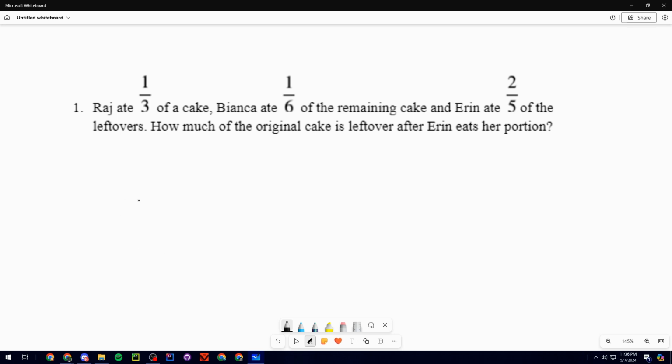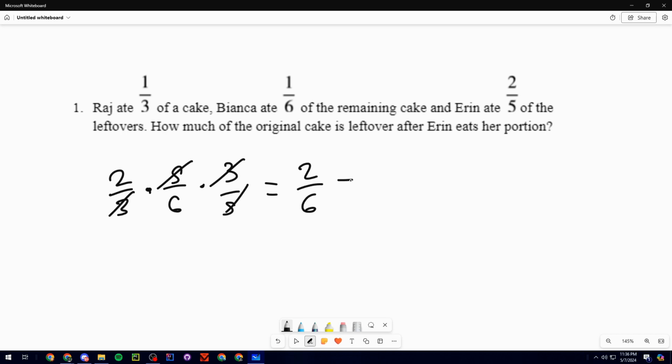So Raj ate a cake, right? Because we're anyways trying to find out how much cake is left over. So if Raj ate 1/3 of a cake, that means 2/3 is left. Now Bianca ate a sixth of the remaining cake, so that means that 5/6 is left, so you just multiply by 5/6. And Aaron ate 2/5 of the leftovers, so that's just multiplying by 3/5. This is nice because a lot of the parts of the fractions cancel out, leaving you with 2/6, which is just 1/3.